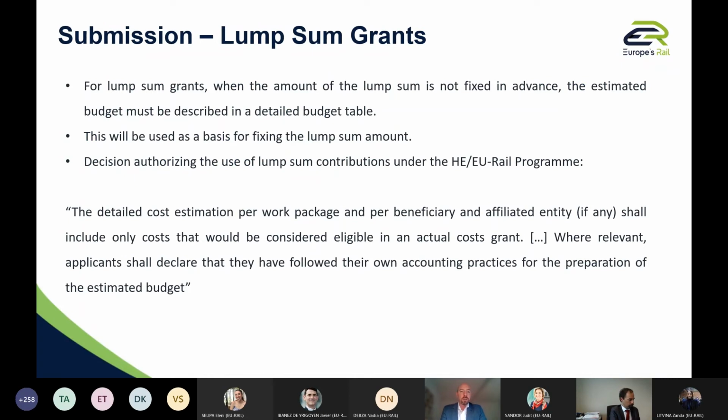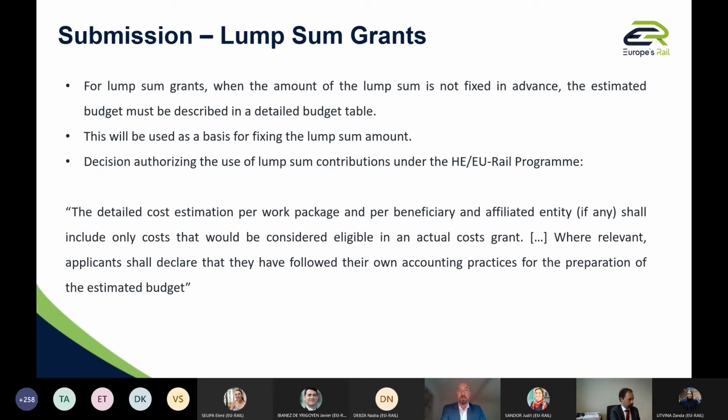Okay, so for the lump sum grants, when the amount of the lump sum is not fixed in advance, this is the scheme we have. So according to the decision of implementing lump sum through Horizon Europe, we have two methods. We are implementing the second method, meaning that the amount is not fixed in advance. We have an estimated amount per flagship area, but the estimated budget must be described in a detailed budget table.